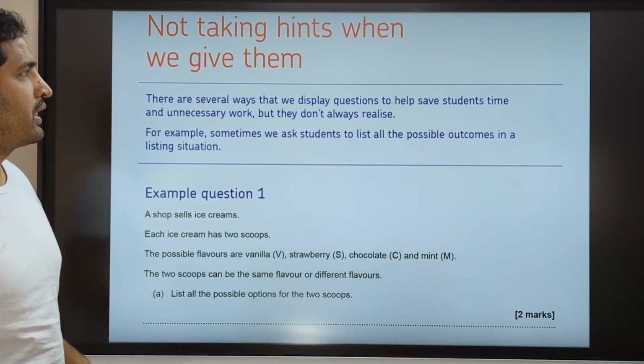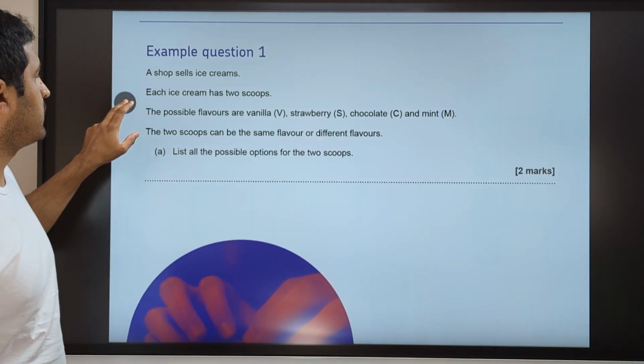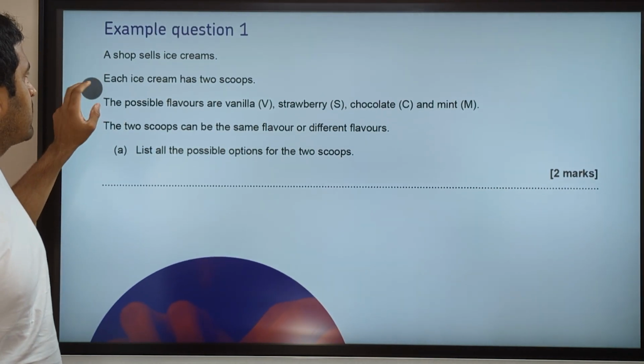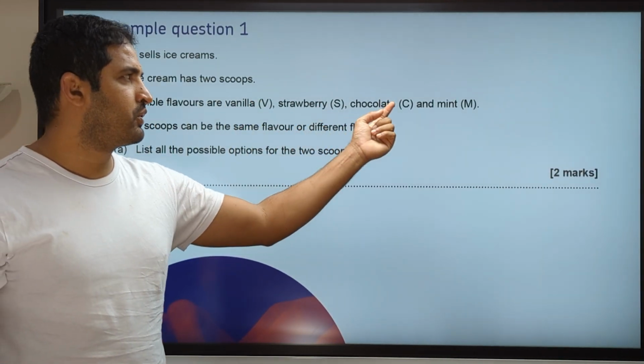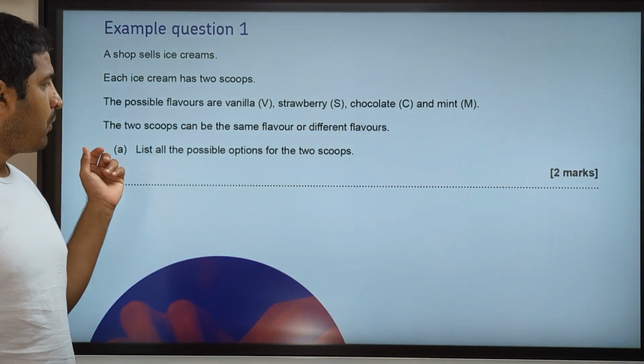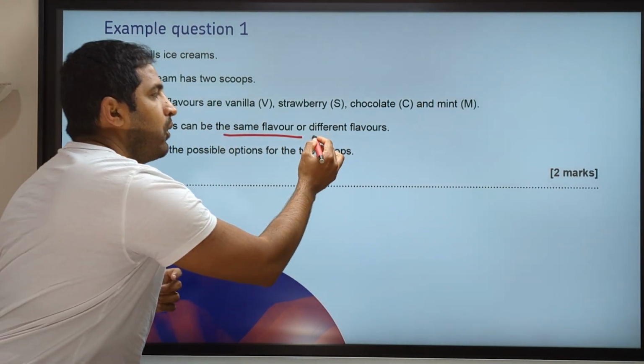Not taking hints when given. So think about it this way, okay? Here's a question that's been given to you. A shop sells ice creams in 4 flavors: vanilla, strawberry, chocolate, and mint. If you're getting 2 scoops of ice cream, what are the possible options? You can have the 2 same flavors or different flavors.